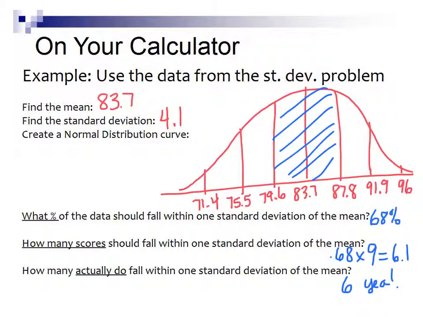All right, let's look at our results. On this one, what percent falls within 1 standard deviation? Well, I've shaded it in blue. Within 1 standard deviation should be 68%. I take that times the 9 test scores that were on that page, and that gets me 6.1 tests that should have fallen within this range. When I went back to the list and counted them up, I had 6 tests that fell within that range. So my 6.1 was a good estimation of that.